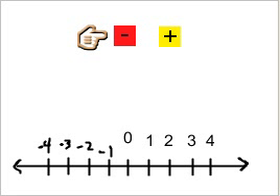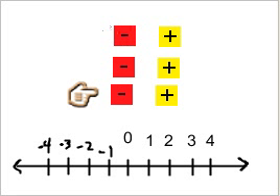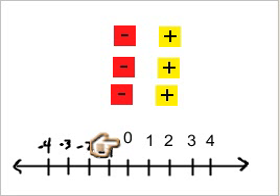And there are an infinite number of zero pairs in the world. So you could have 3 zero pairs, and that would still represent 0. So 0 plus 0 plus 0 is still going to be 0. No matter how many zero pairs you have, it still has a value of 0.